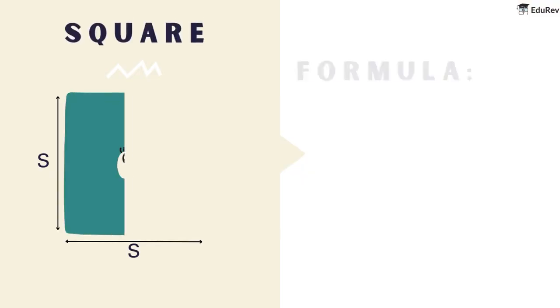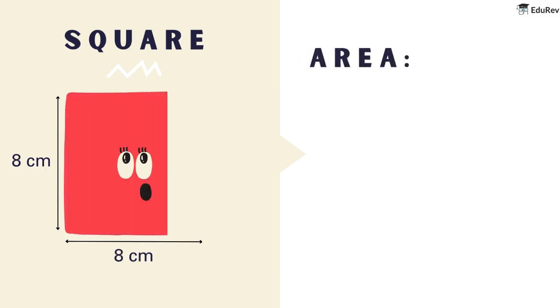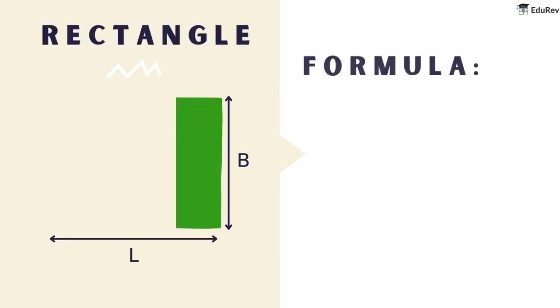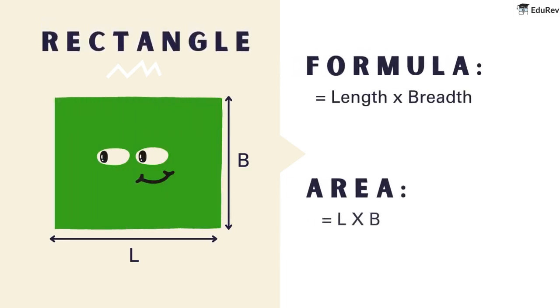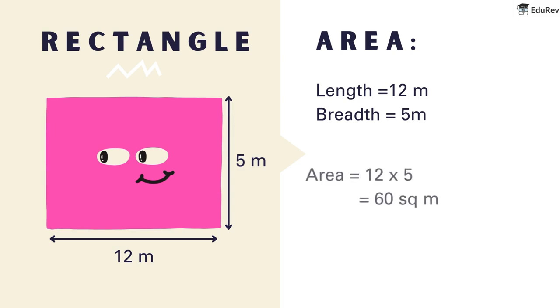For a square, to find the area, you multiply one side by itself. So if a square is 8 centimeters on each side, the area is 8 times 8 equals 64 square centimeters. For a rectangle, the formula is length multiplied by breadth. If your room is 12 meters long and 5 meters wide, its area would be 12 times 5 equals 60 square meters.